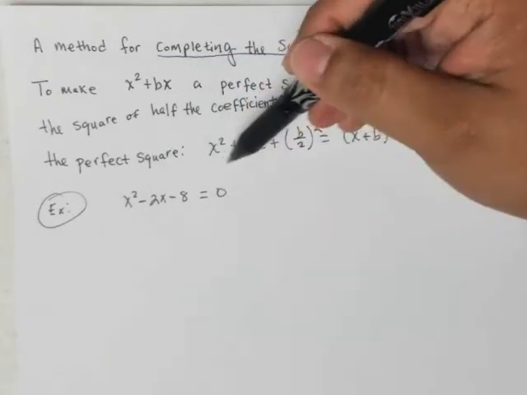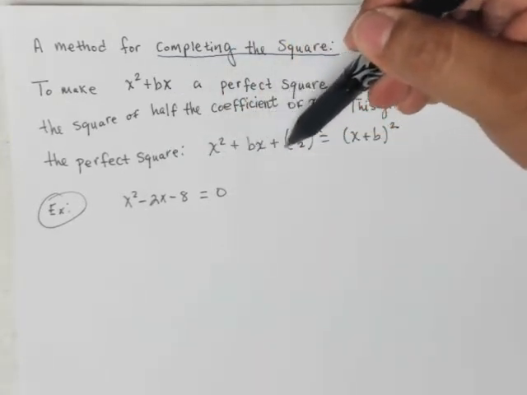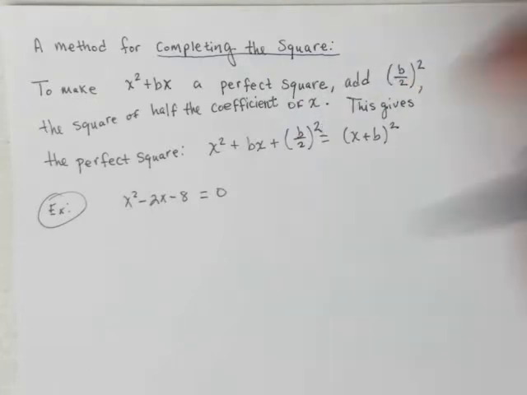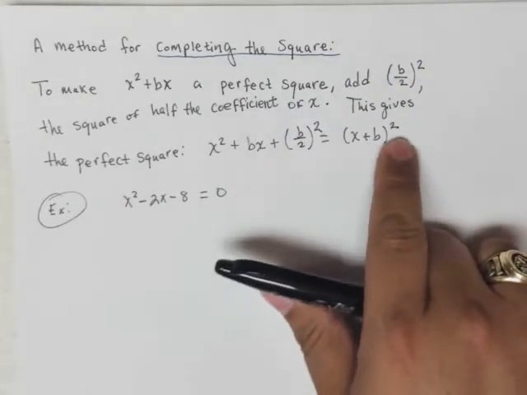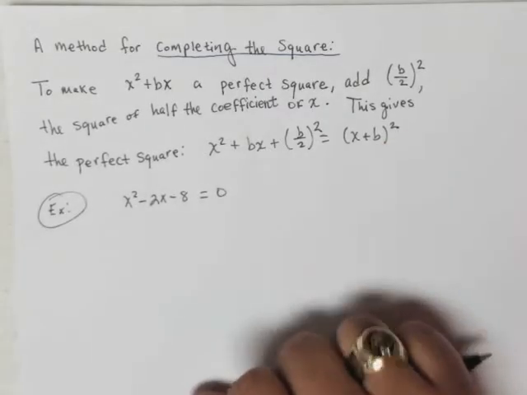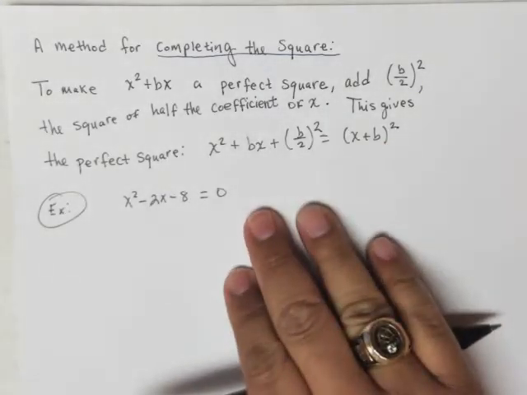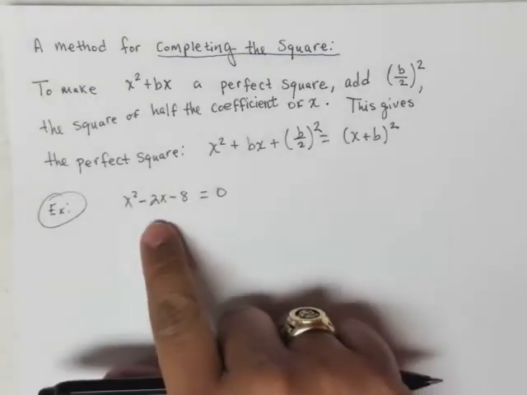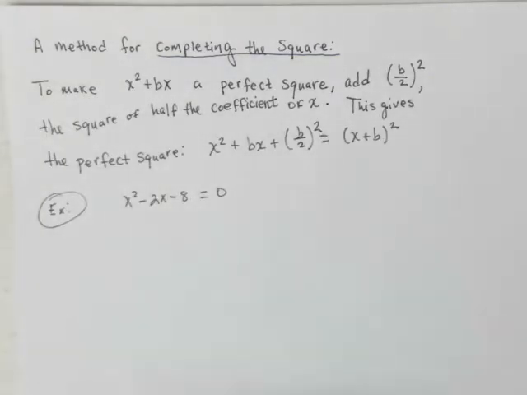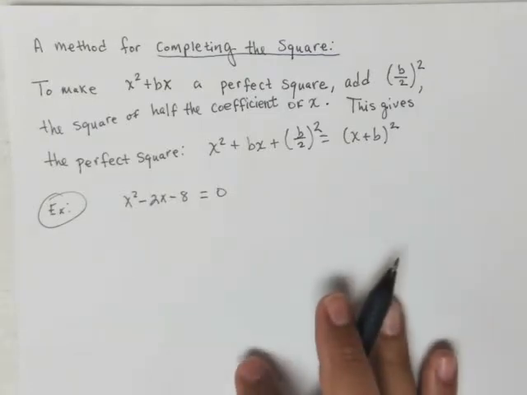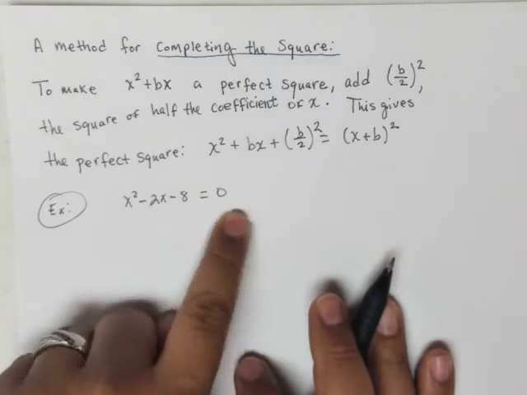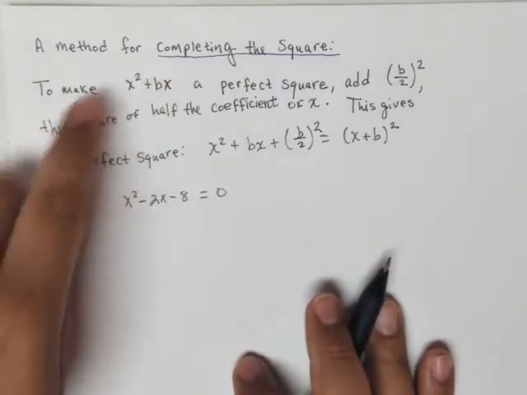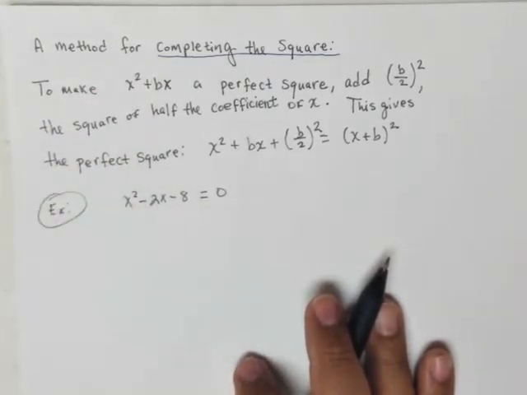This gives the perfect square, x squared plus bx plus (b over 2) squared, which is the equivalent of (x plus b over 2) squared. So it may not make any sense right now, but let's go ahead and look at an example so we can figure out what we're talking about. The important thing here is that we want to move this 8 to the other side because we want x squared plus bx to be left alone for just a minute.